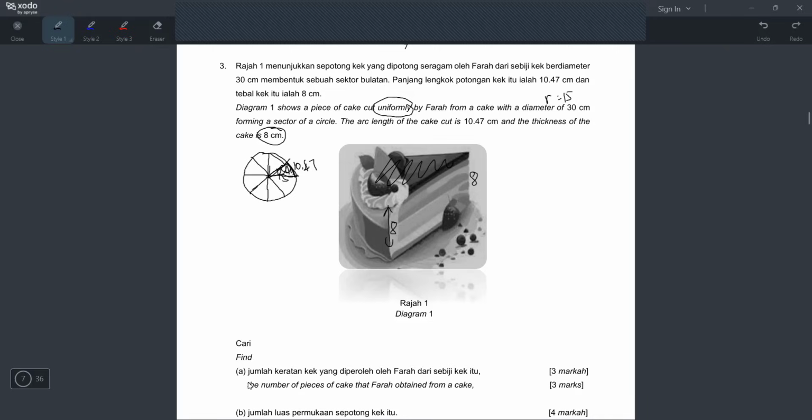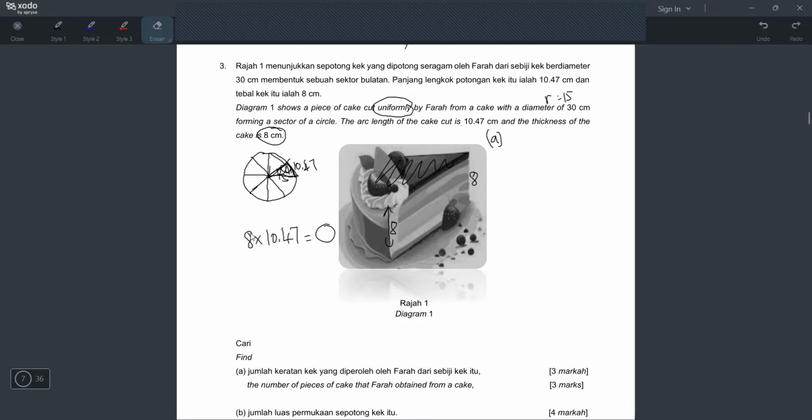Okay, so now let's see part A, what they want. Find the number of pieces of cake that Farah obtained from a cake. Well, the problem here is I don't know how many pieces of cake he cut because I only know one piece, the arc is 10.47, all right? But I don't know what the circumference is. I need to know how many pieces of cake first. Let's say he cut 1, 2, 3, 4, 5, 6, 7, 8. Let's say he cut 8 pieces of cake. Then what is the circumference? 8 times 10.47. To get the circumference of a circle, you would do it like this.